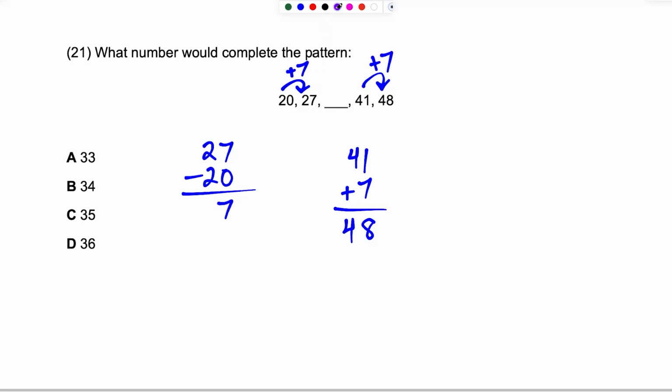So to find the mystery number, we're going to add 7 to 27. So if we do 27 plus 7, we do 7 plus 7 is 14. So we have a 4, we carry the 1, and then 1 plus 2 is 3. So the mystery number here has to be 34. Okay, so choice B is our answer.